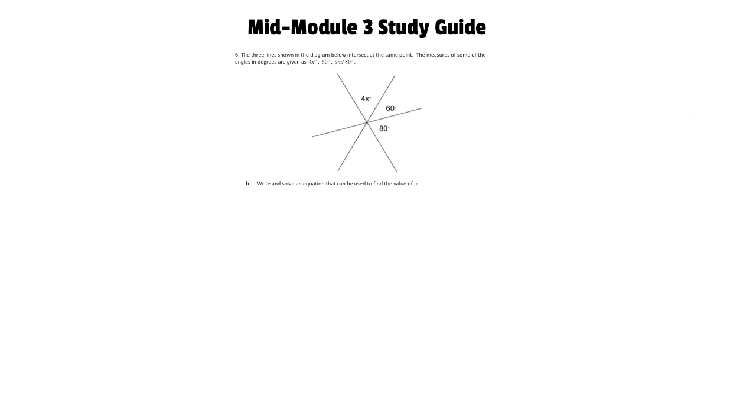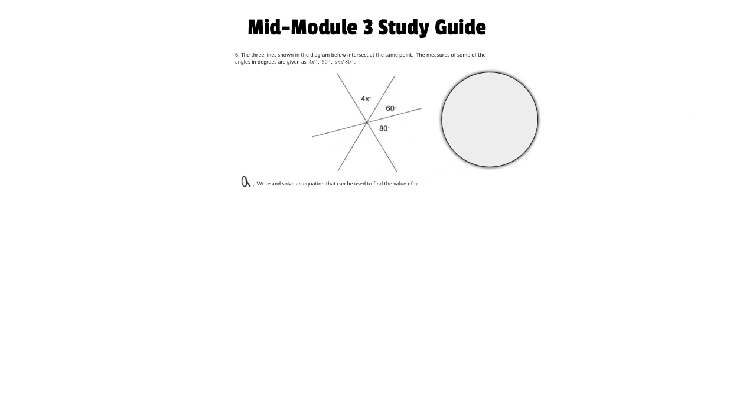6. The 3 lines shown in the diagram below intersect at the same point. The measures of the angles in degrees are given as 4x degrees, 60 degrees, and 80 degrees. A. Write and solve an equation that can be used to find the value of x. So here is our picture of our angles. We know that the total amount of all of our angles here is 360 degrees because it makes a circle.